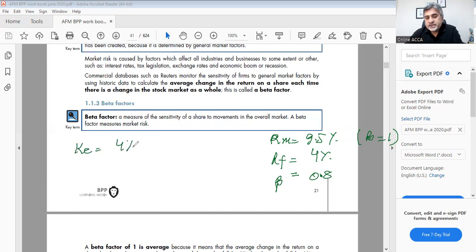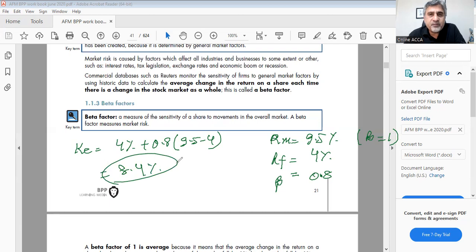It would be 4% plus 0.8 into 9.5 minus 4. And I'll take my calculator: 9.5 minus 4, times 0.8, plus 4. That's 8.4%. I am actually happy or willing to invest in this project at only 8.4%.